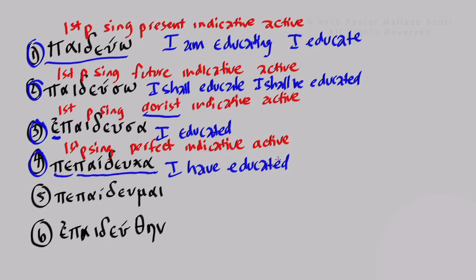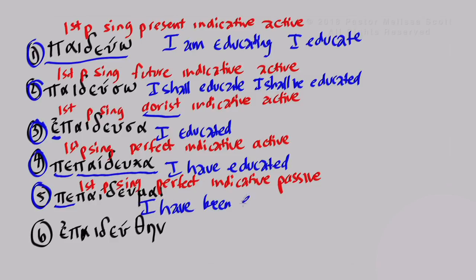All right, number 5, you've got again p and paiduomai. So this, let's go back to the red. This will be first person, singular, perfect, indicative, and passive. There's the difference between the two, passive. And this is I have been educated.